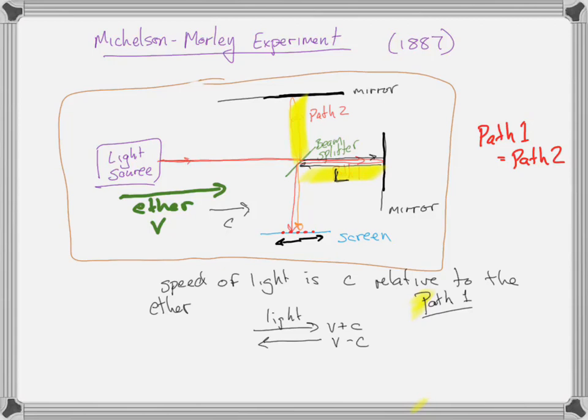So how long does it take for the light to traverse path 1? You can say T1 is equal to, well, distance equals rate times time. Light travels at constant velocity in one direction. Now with the ether, it might be traveling at different velocity, left from right. But anyway, it's L over v plus c, the amount of time it takes to go from the beam splitter to the mirror, plus L over v minus c, the time it takes to go from the mirror to the beam splitter.